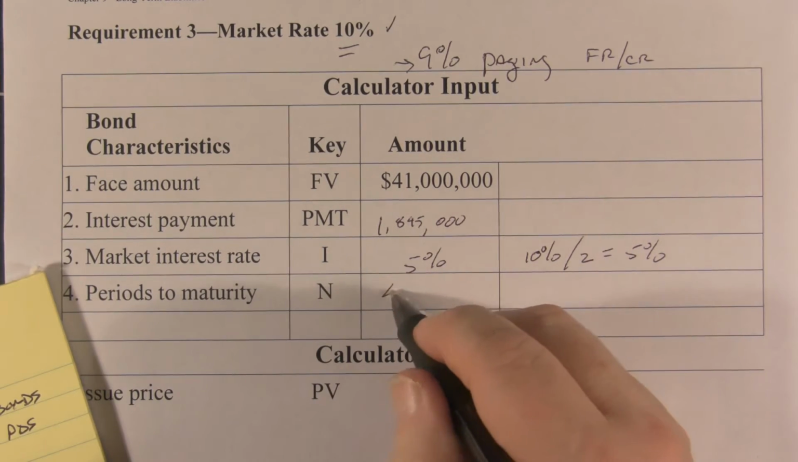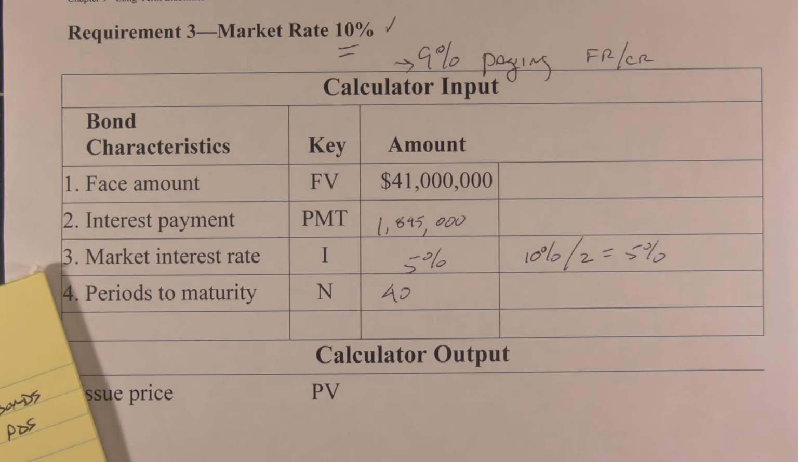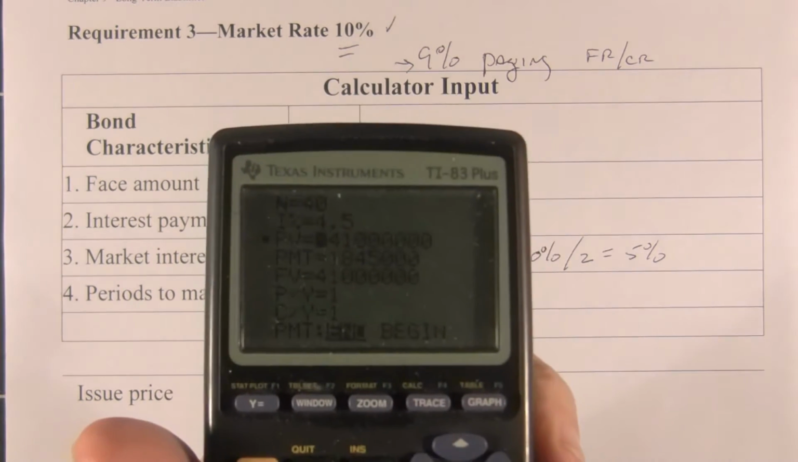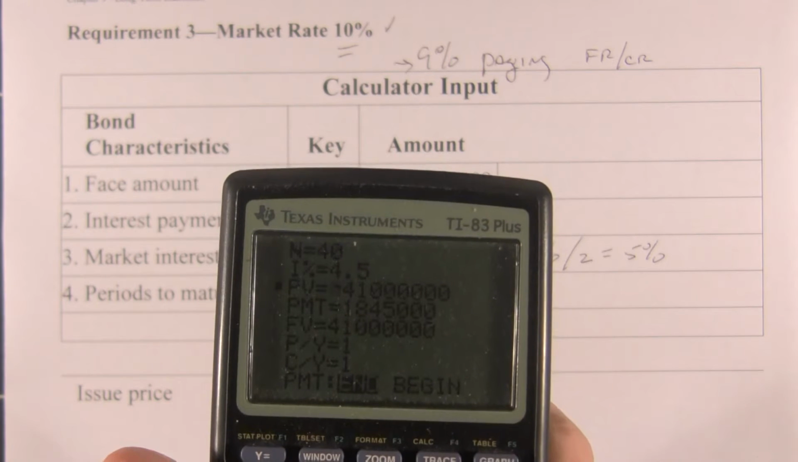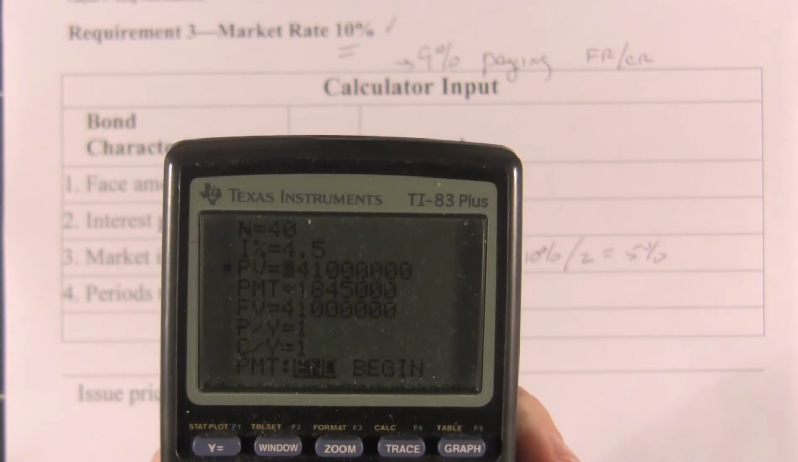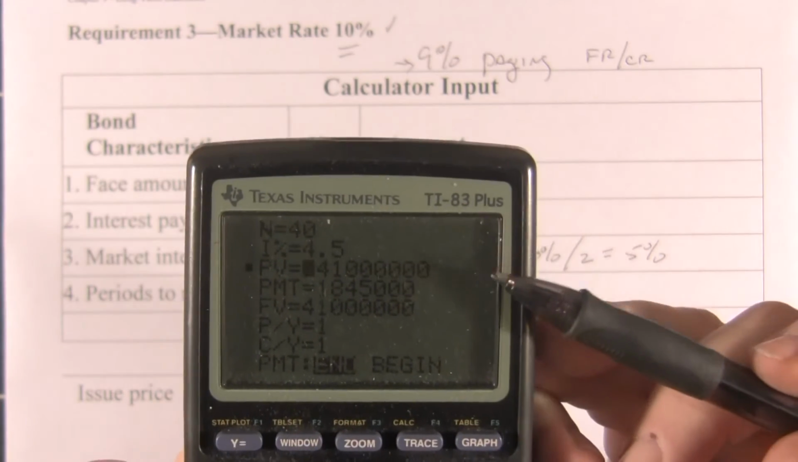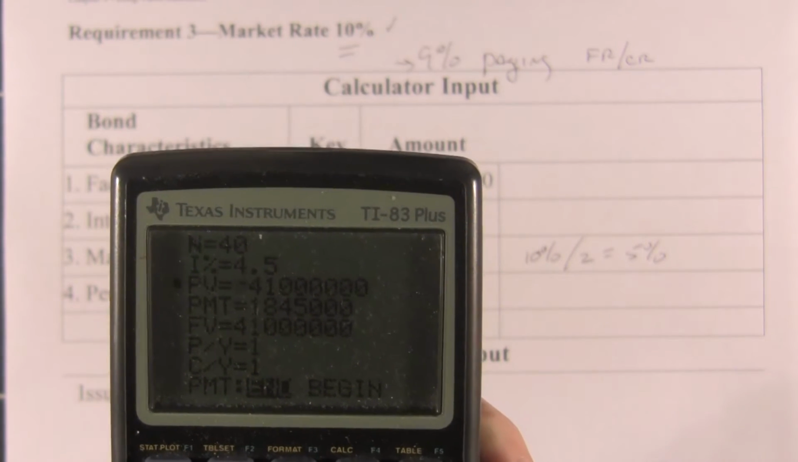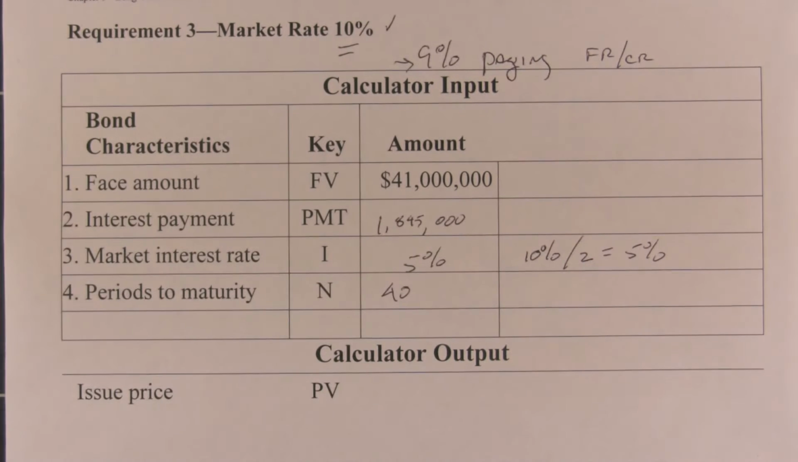We still have 40 periods to maturity, twice a year for 20 years, and we have to figure out our price. Again, using the TI-83, I have the same problem as before. We can't share. If you see it, I can't, and vice versa. So let's talk about it, then I'll do it and show you the result. The 40 remains the same. The interest, instead of being 4.5, will now be 5. Everything else remains the same. So I'm going up to the interest, changing it to 5.